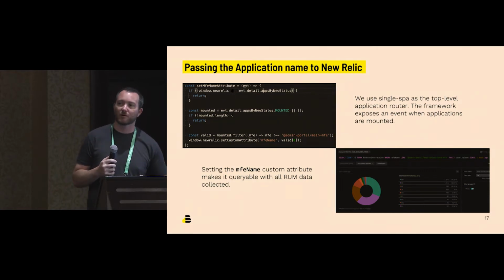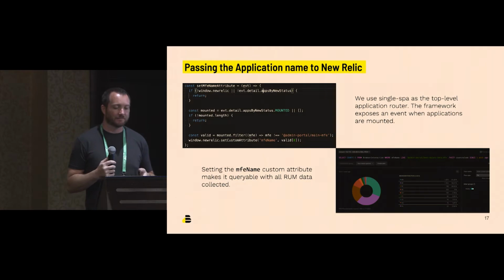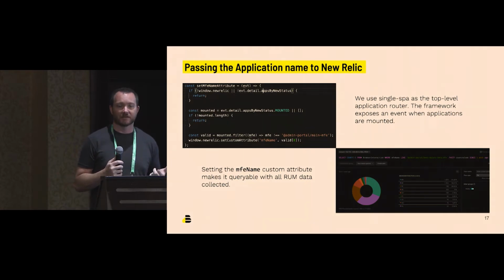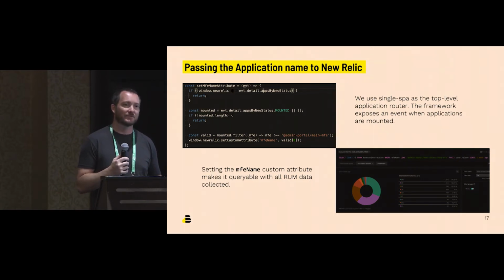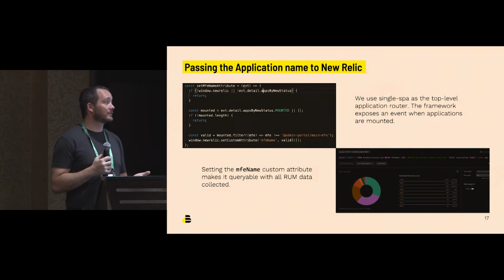Our framework is built on a top-level router called single SPA. All that does is, when you navigate to a route, if there's an application associated with that route, single SPA loads it. It bootstraps it. There are 3 functions you have to implement as the contract. But then that application could be React, it could be Angular, it could be Vue. It could actually be static HTML. It doesn't matter. And that framework fires an event that we can listen for.